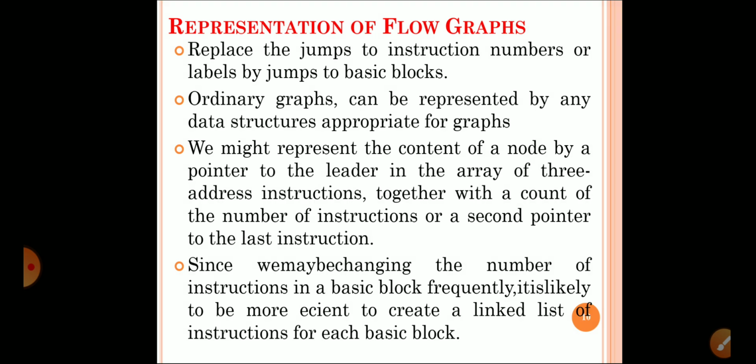Now, how to represent this flow graph: replace the jump to an instruction by a number or labels, or jumps to the basic block. As we have identified B1, B2, these are nothing but nodes; any ordinary graph can be represented by a data structure, and the appropriate data structure used for graphs can be used for flow graphs also. We represent the content of a node by a pointer to the leader in the array of three address instructions, together with a count of the number of instructions or a second pointer to the last instruction. This is how we depict the information flow in a flow graph.